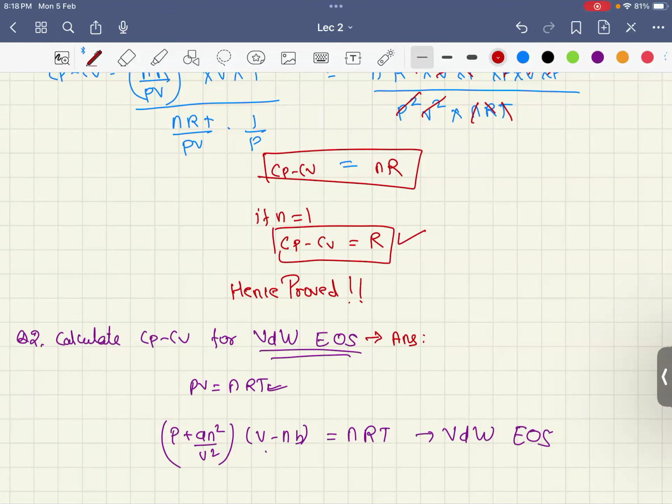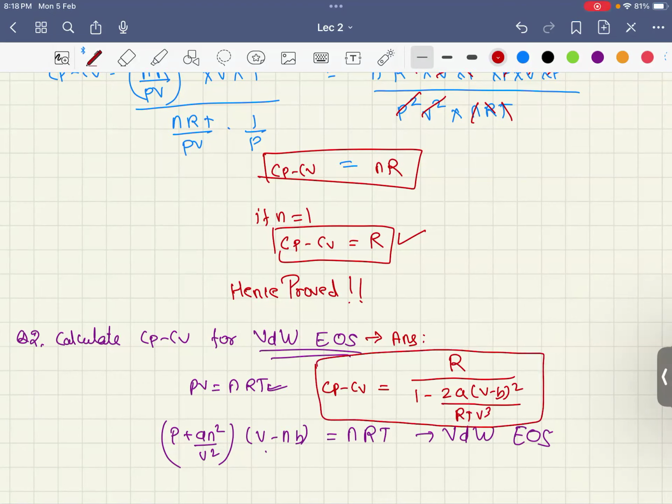Okay, so the answer for this is: Cp minus Cv is R divided by 1 minus 2a into (V minus b) squared divided by RTV cubed. This is the answer. You can just try to see whether you can derive this one using this expression.